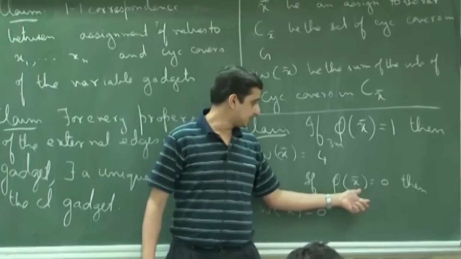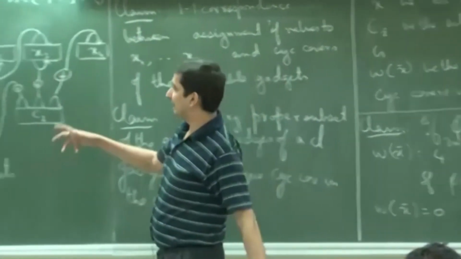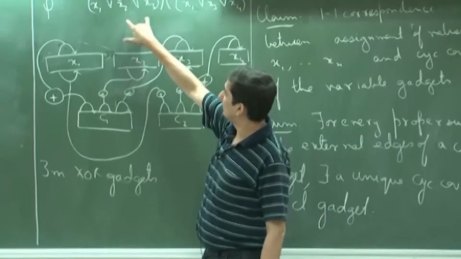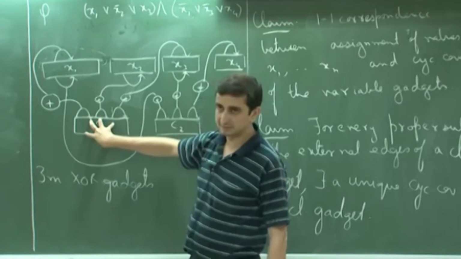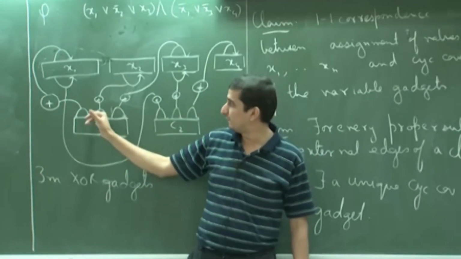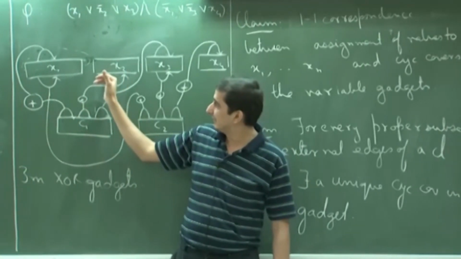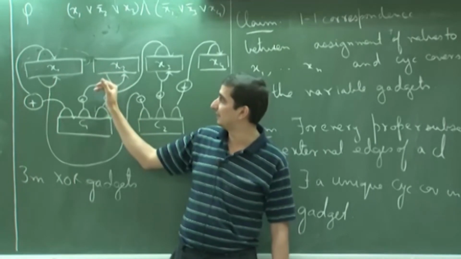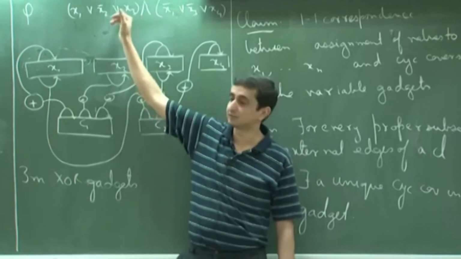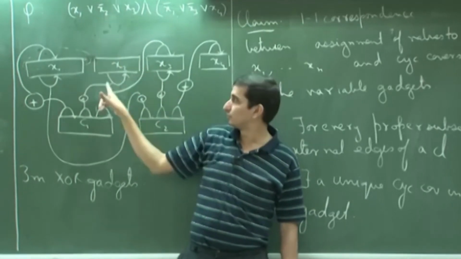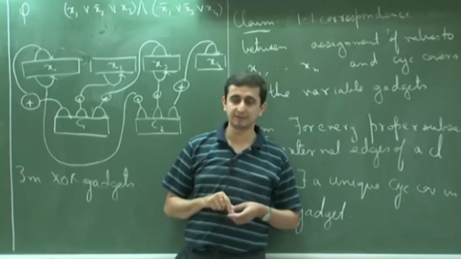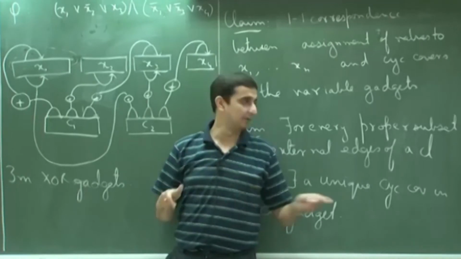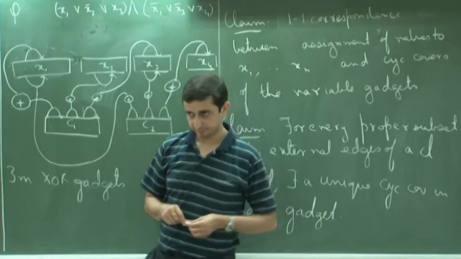Suppose you take an assignment which evaluates to 0; then you will run into a problem, because there will be some clause in which all its literals are false. If you try to consider a cycle cover for that clause, you will have to omit at least one external edge, but in the corresponding variable that edge is also omitted, because that literal is set to false there. So, both these edges are omitted, and by the property of the XOR gadget, if both its end edges are omitted, then its total weight contribution is 0. So, that assignment will contribute 0.